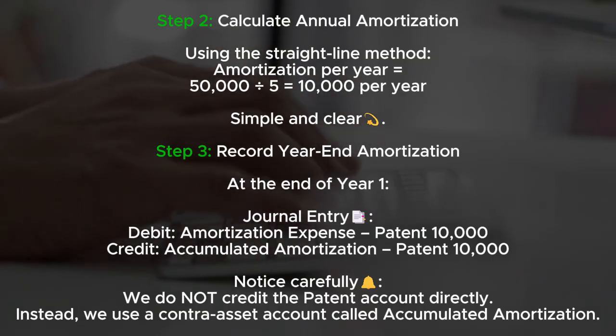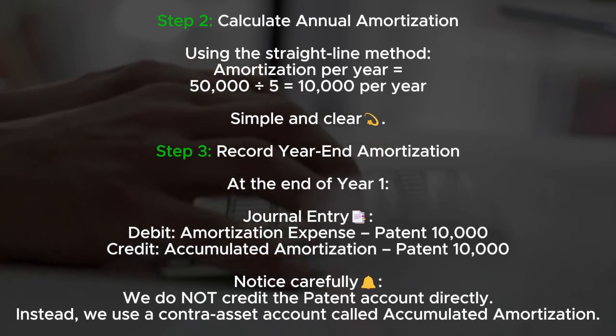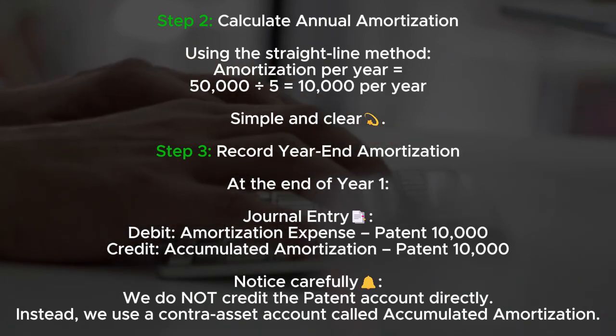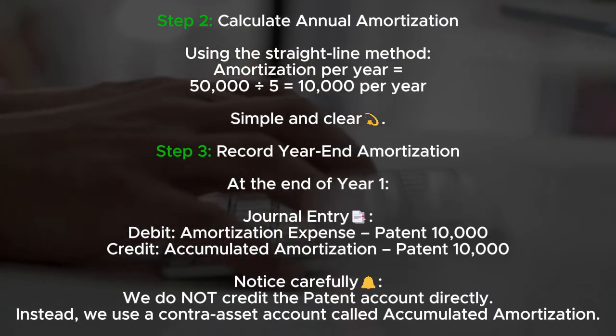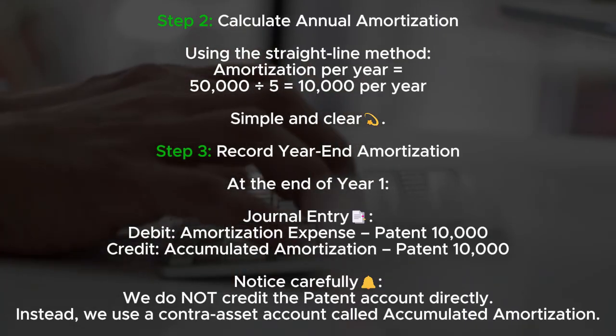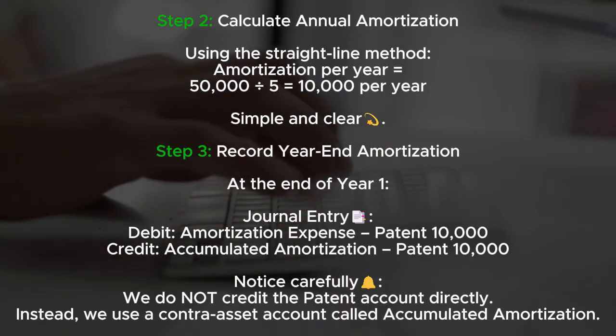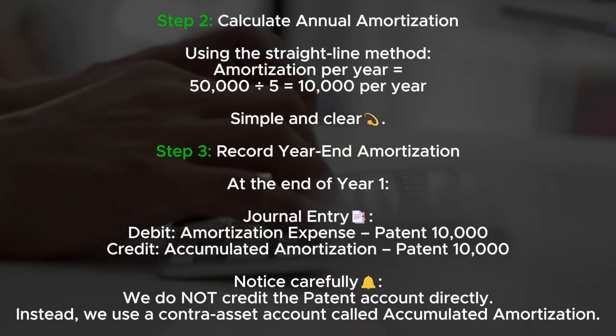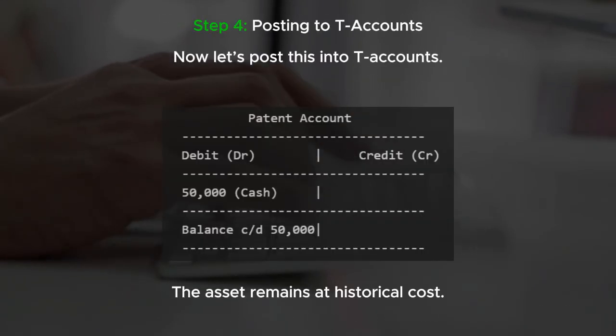Step 3. Record year-end amortization. At the end of year 1, journal entry: debit amortization expense, patent $10,000, credit accumulated amortization, patent $10,000. Notice carefully, we do not credit the patent account directly. Instead, we use a contra-asset account called accumulated amortization.